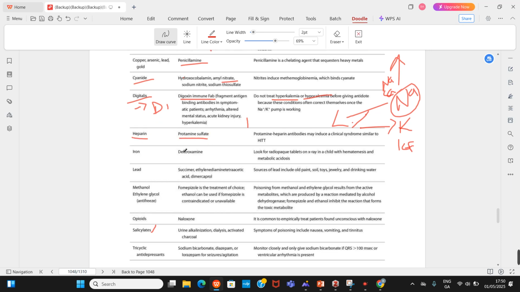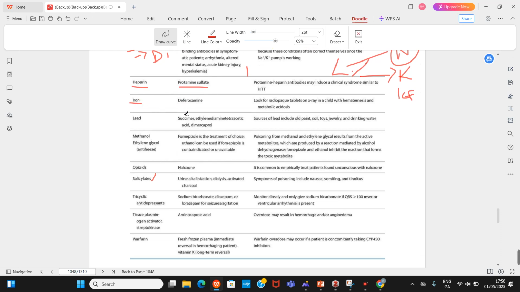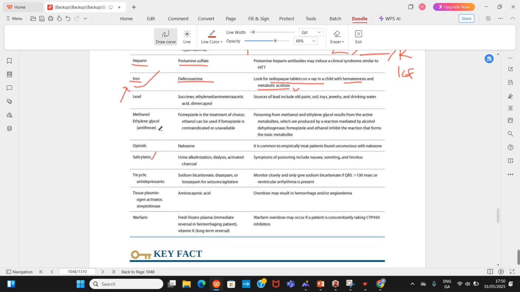Heparin, just give protamine sulfate. It's going to be fine. Iron, just give deferoxamine and all those things. What you are going to see in the question that will raise suspicion for iron is that they will tell us that they are seeing radiopaque tablets on X-ray, and the child is having hematemesis. And by the time they do labs, they are seeing metabolic acidosis. Why? Because iron affects the electron transport chain too. So they will be forced to undergo the anaerobic pathway leading to acidosis. So once you are seeing radiopaque tablets with high anion gap acidosis, just go and pick iron toxicity.